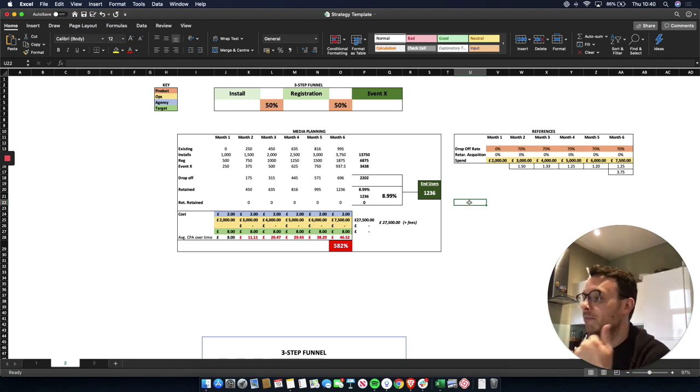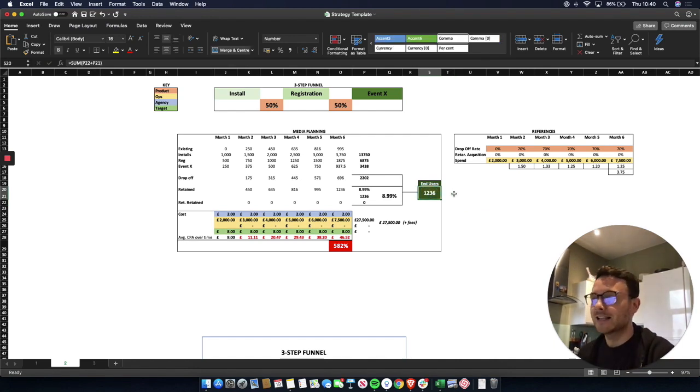Now, that sounds great, but with retention rates and people dropping off, we're actually only looking at an end users of 1,236 at the end of those 6 months, right? That's only 9% of the people that we've acquired at the top of the funnel, okay? That's not great. That's not great at all.